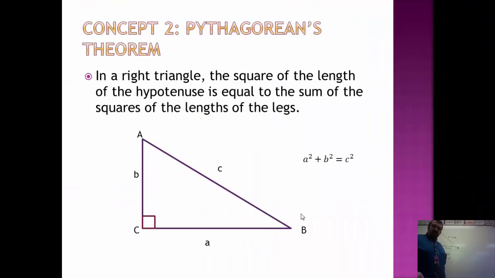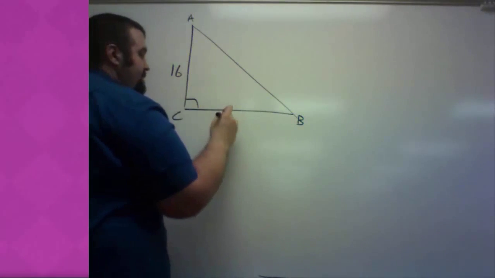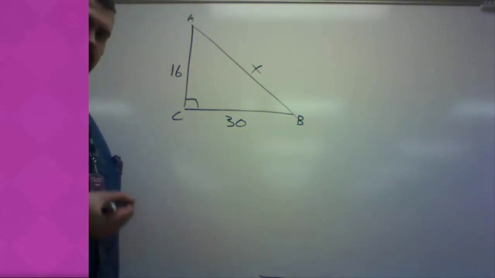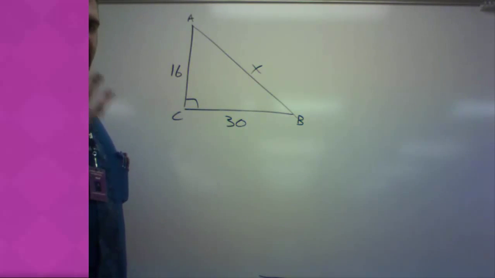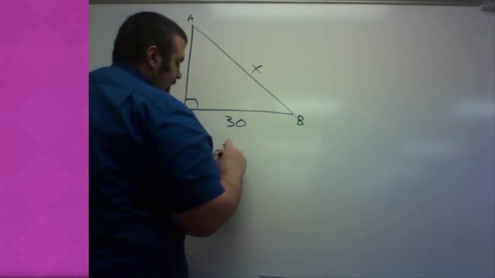Alright, let's look at a few examples. Example 1, I want you to find the length of the hypotenuse if I know two of the three side lengths. So, redraw your triangle, put the lengths in, 16 and 30, and I'm looking for the last one here, the hypotenuse, x. Well, I'm looking for a third, I have 2, and it's a right triangle. Those are all clues that I'm using Pythagorean's theorem.